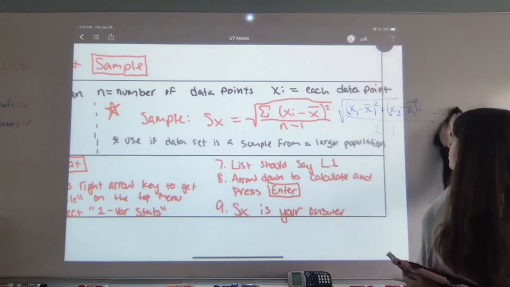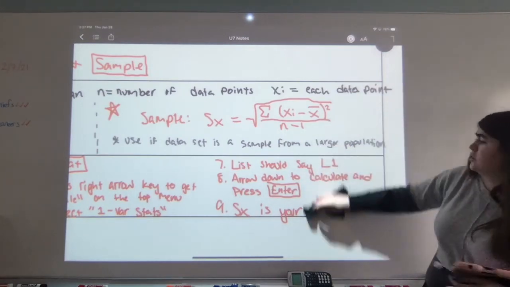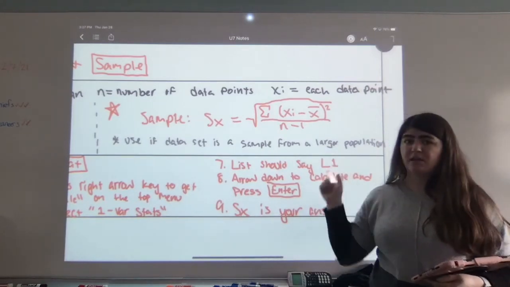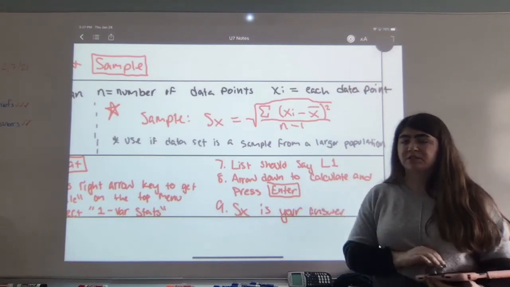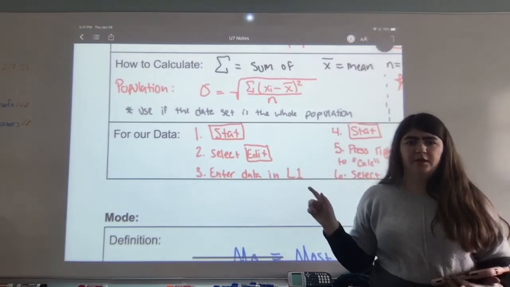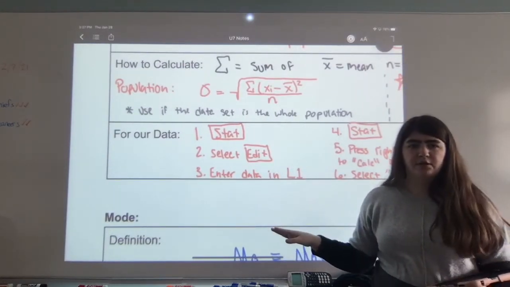And because our calculator can do this for us, that's what we're going to do. Because if you have, let's say, 50 data points, calculating the standard deviation with 50 data points would take a really long time. So this is what you do with the calculator. And there will be a video of me showing you how to do all this in a minute. For now, we're just going to write down all the steps.